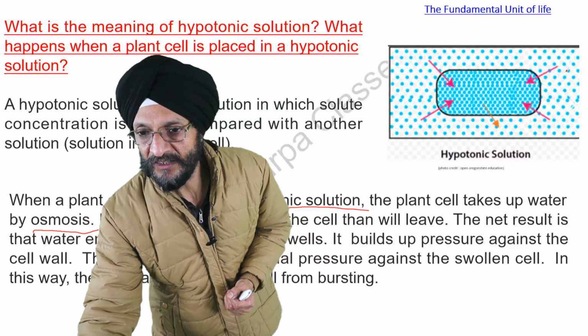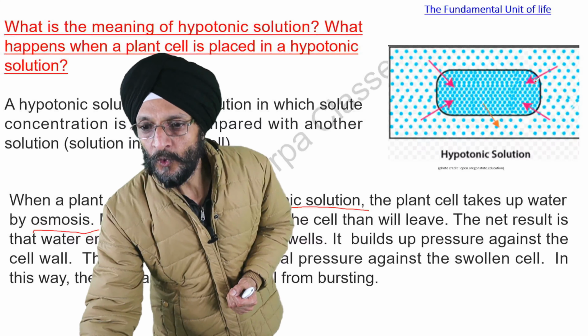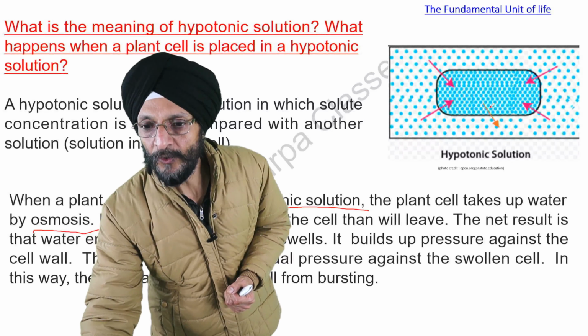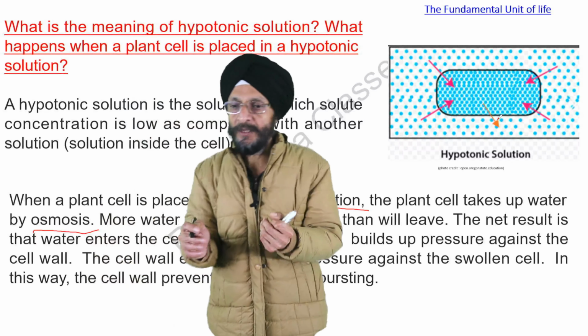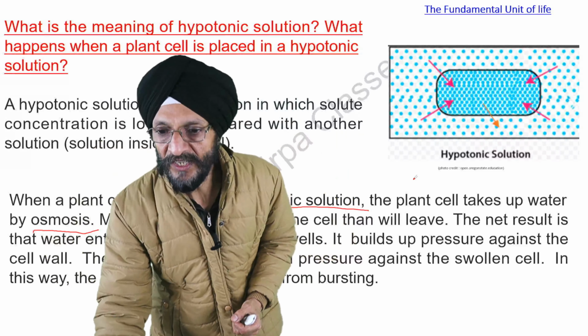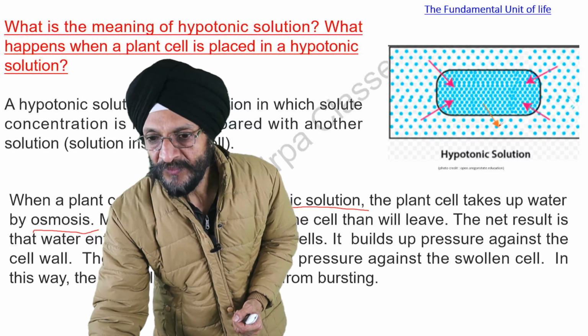You can see here that there are four rosy color arrows and only one arrow is going outside. It means that more water is coming inside the cell and only a small amount of water is going outside.